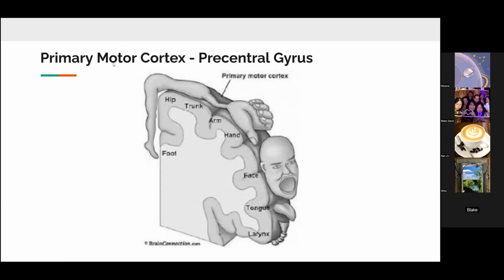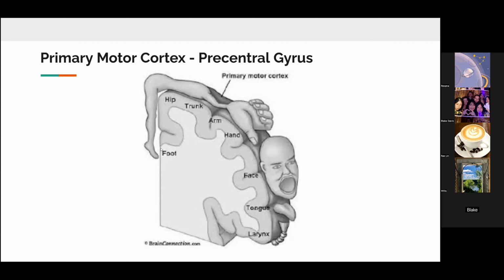So, the primary motor cortex. The primary motor cortex is also known as the precentral gyrus. A gyrus just means a cortical surface of the brain that is not separated by major sulci. So, in this case, we have this here. This is going to be the primary motor cortex.